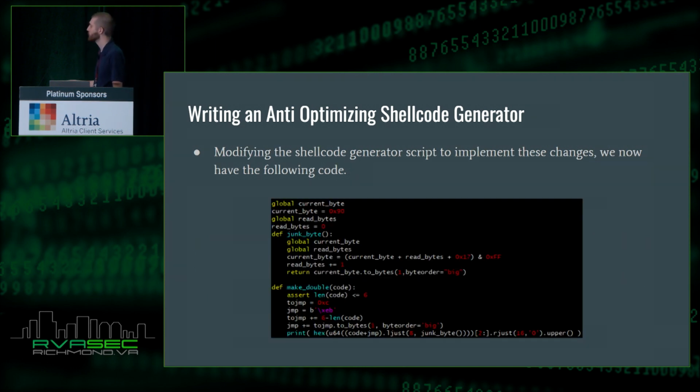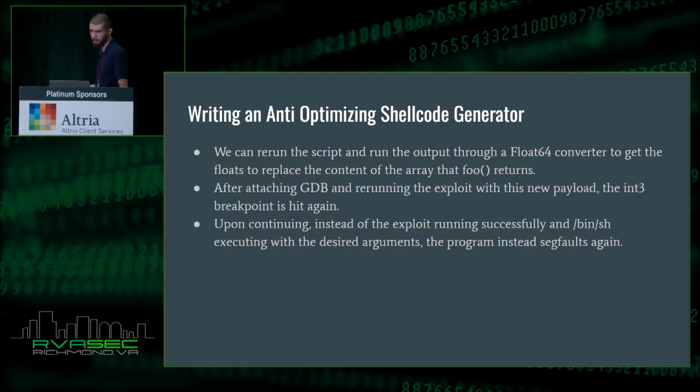So this is the modification we make. It procedurally generates bytes based on a counter to try to get unique-ish ones, and we fill in the space between our actual code and the end of the 8 bytes with junk, and the jump goes right after the code. So we can run through the modified script, get our output, run it through a float64 converter again, and replace the contents of the foo array.